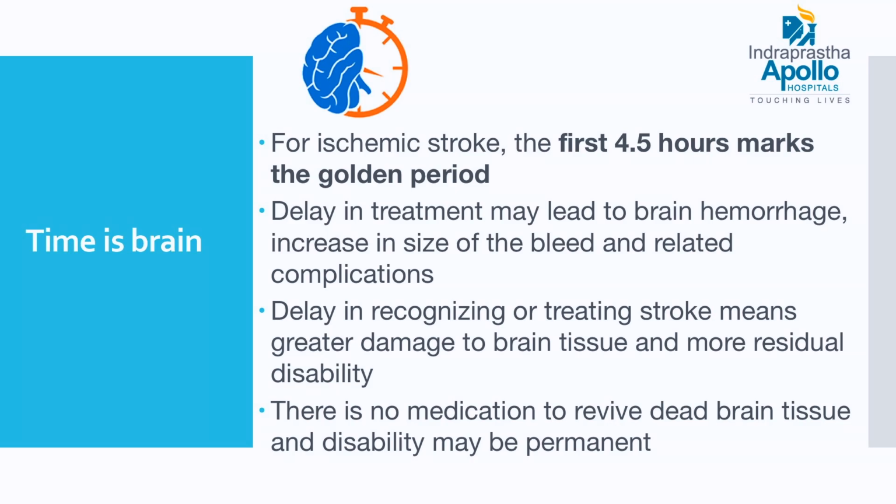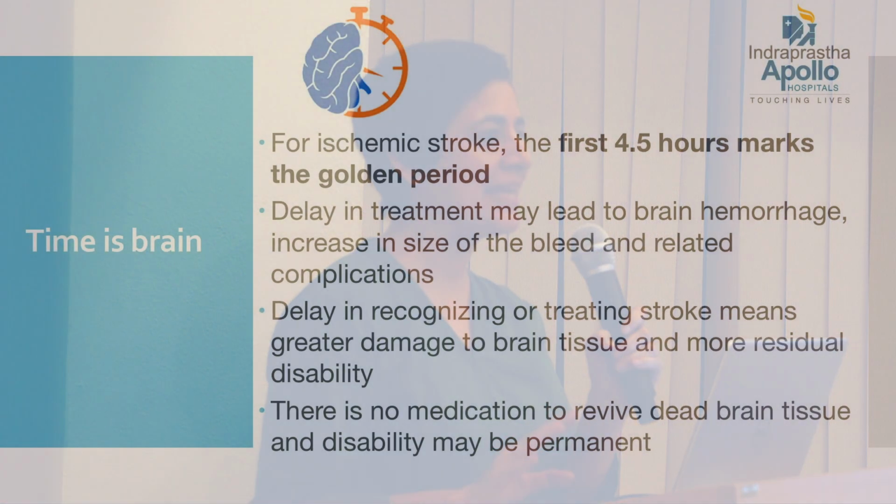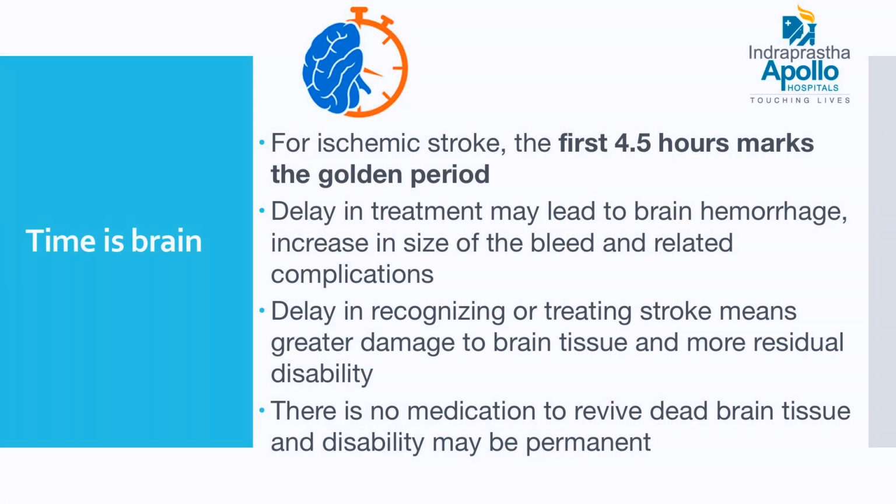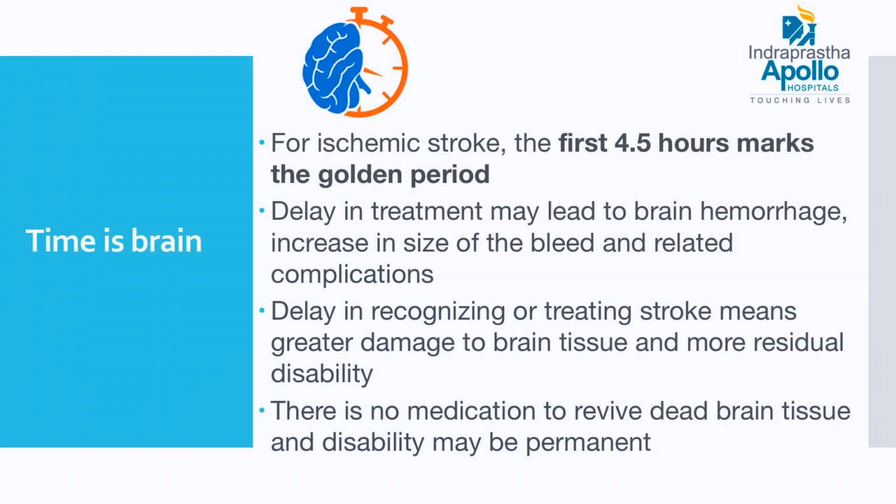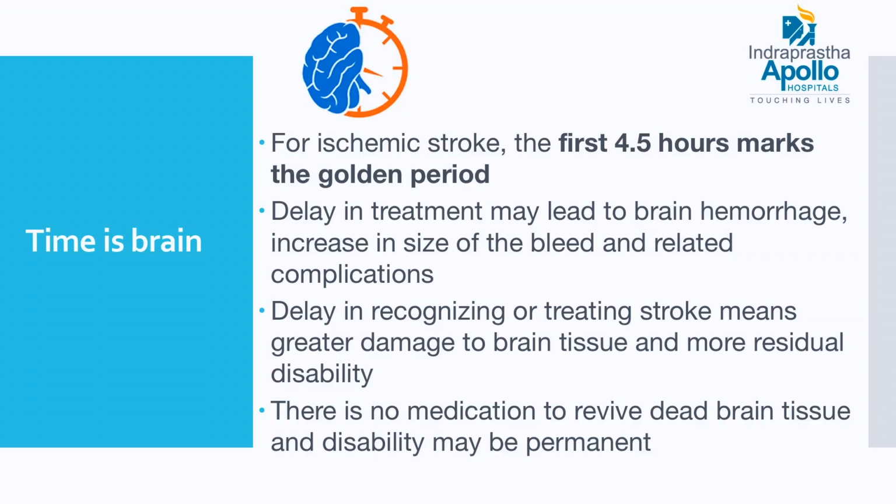Even beyond 4.5 hours, for the first 6 to 12 hours, in a few cases, sometimes the clot can be mechanically disrupted. So the bottom line is that you should try and get treatment as soon as possible when you recognize a stroke. In brain hemorrhage also, within the first 24 hours, the bleed tends to increase in size, and there can be related complications. So the sooner you get treatment, the better.